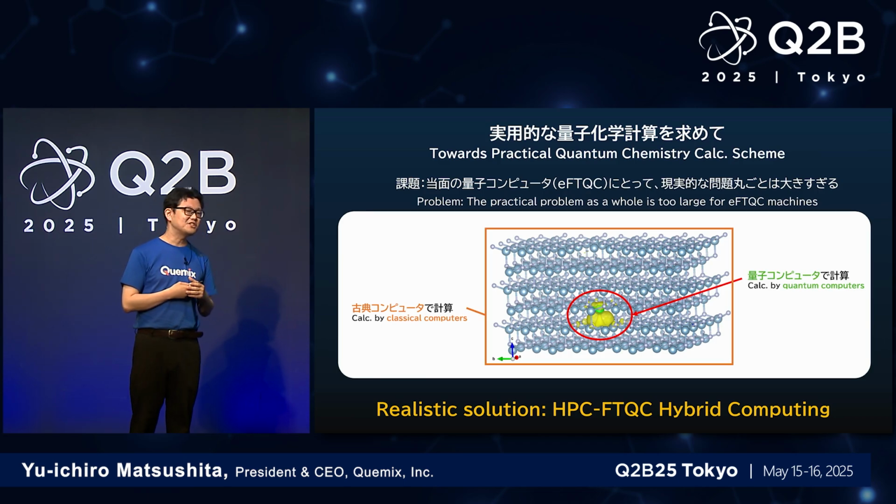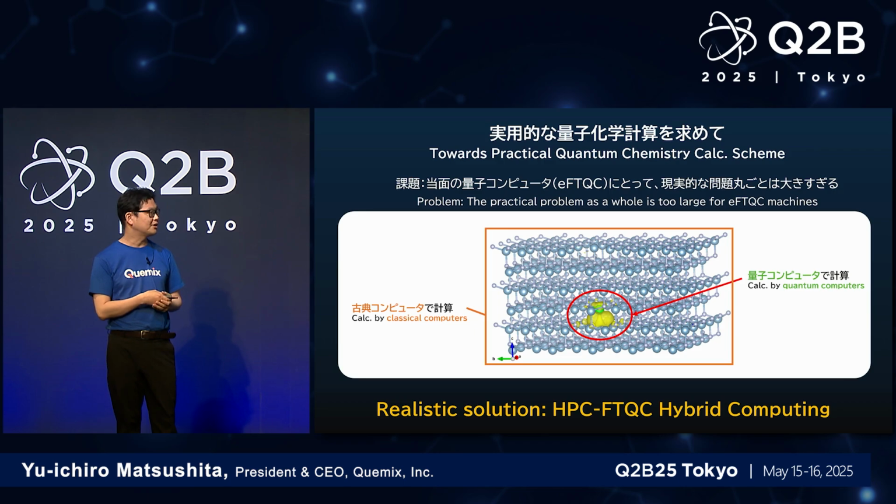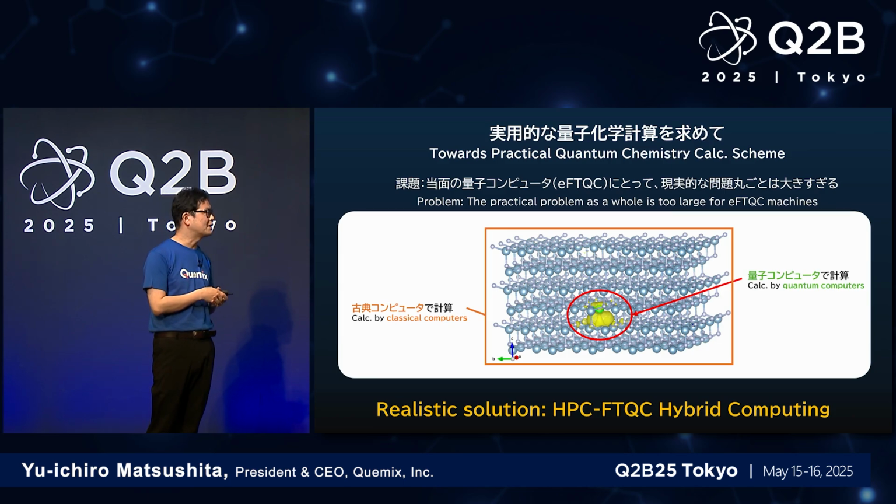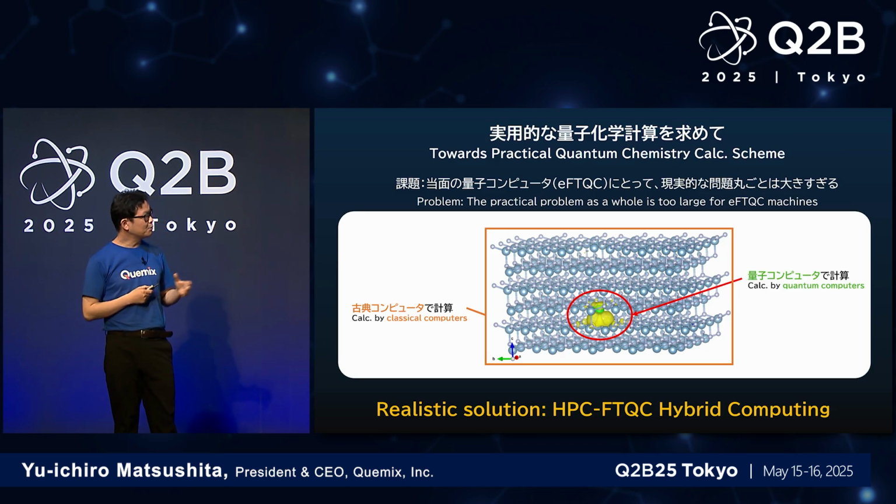So, to be realistic, the solution we thought of is this: high-performance computing integrated with quantum computing. More specifically, for the entire problem space, we use classical computers to roughly solve it. And then for the specific areas, we carve out parts for quantum computers to be applied.